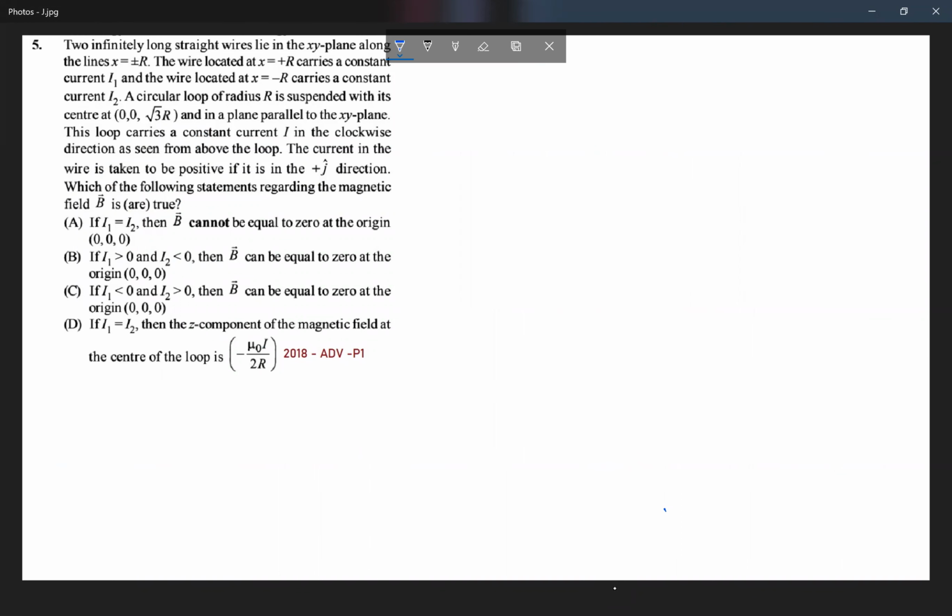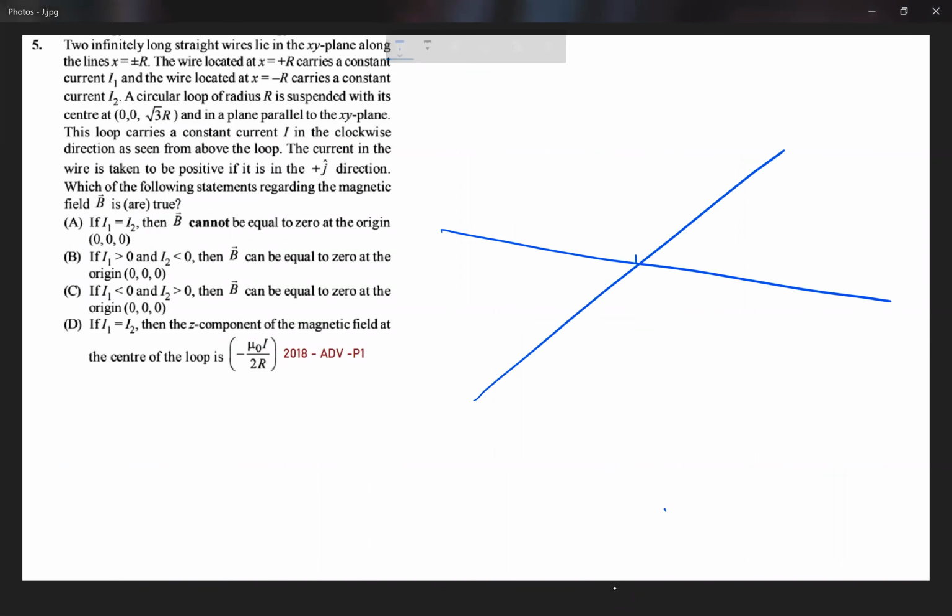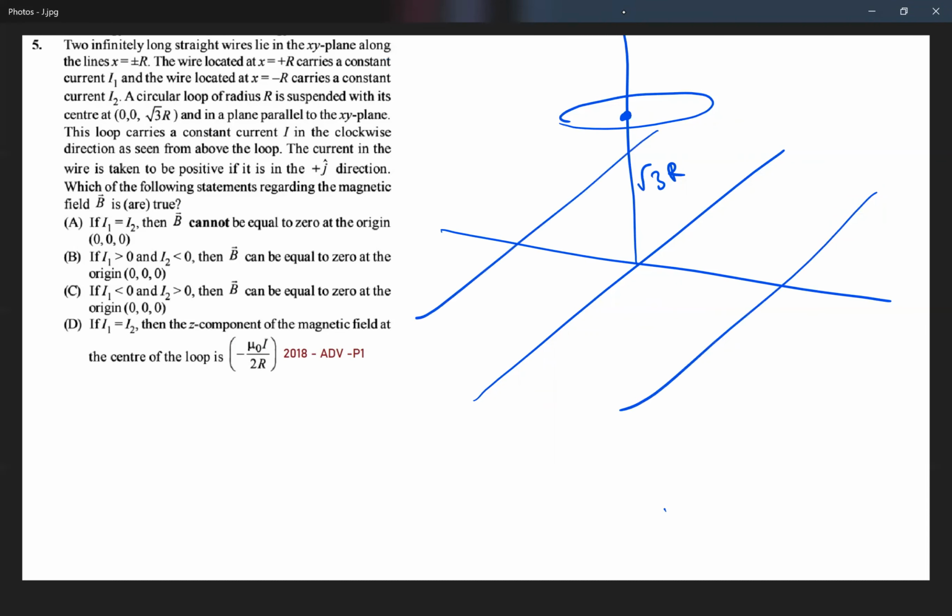A circular loop of radius r is suspended with its center at (0, 0, √3 r). So we have an xy plane, and above it at z equal to √3 r there is a circular loop. So this distance is equal to √3 r. At x equal to plus r and minus r, there are two current carrying wires. The current in the wire is taken to be positive if it is in the j direction. So this is j, this is i, and that is k.